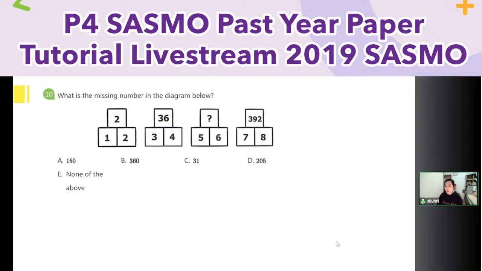And now let's take a look at question 10. For question 10, we need to identify the pattern here. So take a look. In every figure we can see there are 3 boxes, right? And in each box we have different numbers. So who can tell me what the pattern of these 3 boxes is? Or you can tell me, what is the answer for question 10?